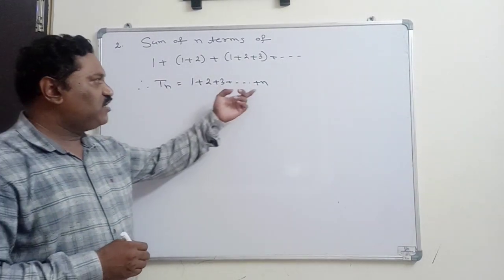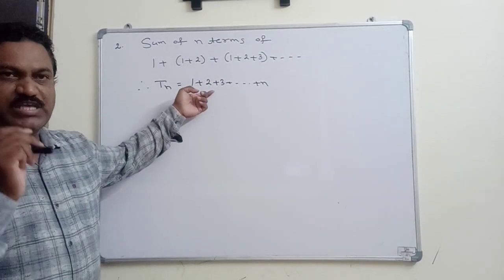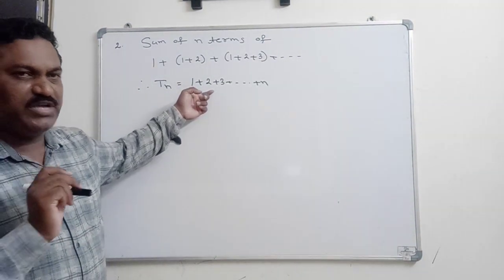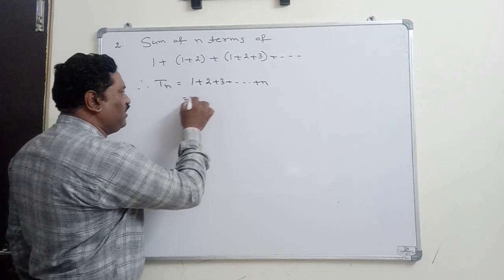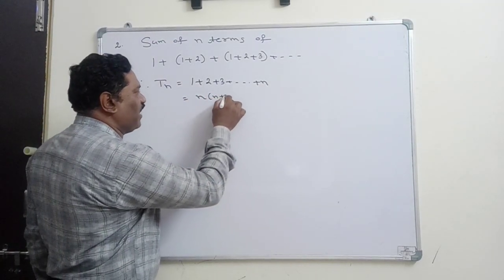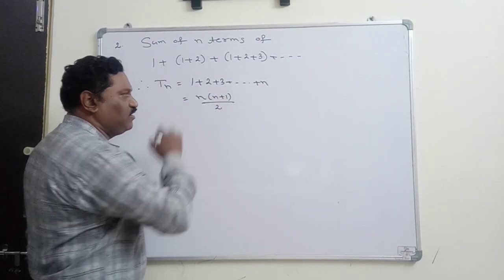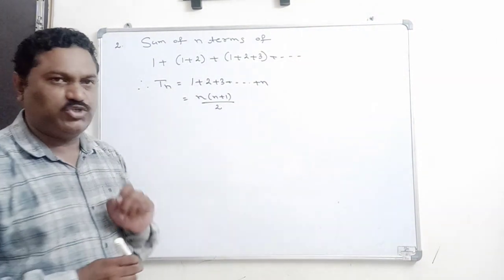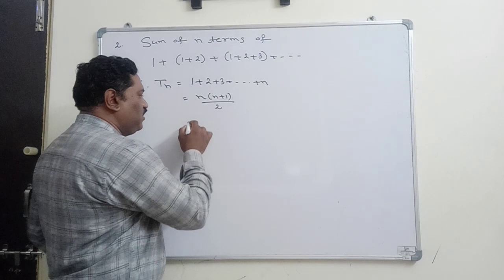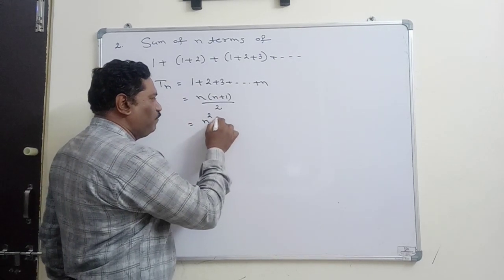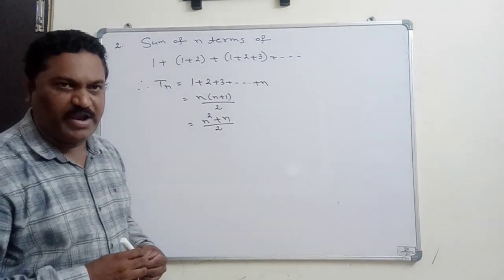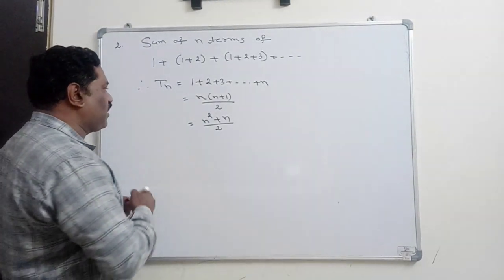Now this is going to represent the sum of the first n natural numbers, and the formula for the sum of the first n natural numbers is n into n plus 1 by 2. That is the formula for the sum of the first n natural numbers. Now if you multiply, here we are getting n square plus n by 2. So this is the nth term of the given sequence.